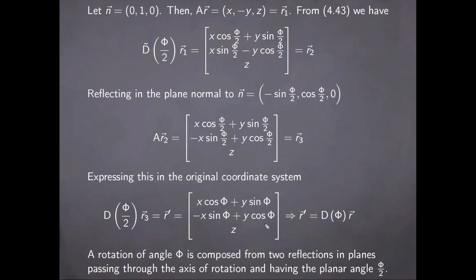But this is simply the vector that will be obtained if from the very beginning we simply rotated the original vector R about the z-axis by an angle phi, once again with the matrix D defined by equation 433. So what we see here is that a rotation of angle phi is composed from two reflections in planes passing through the axis of rotation and having the planar angle phi over 2.